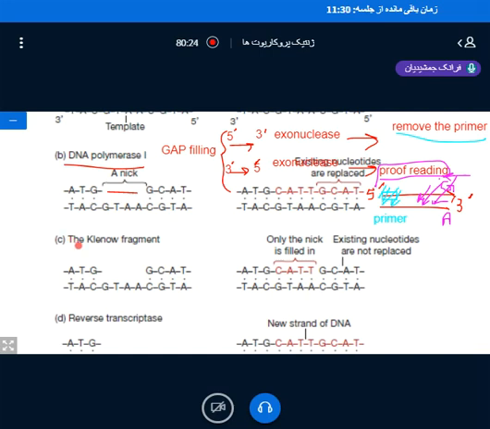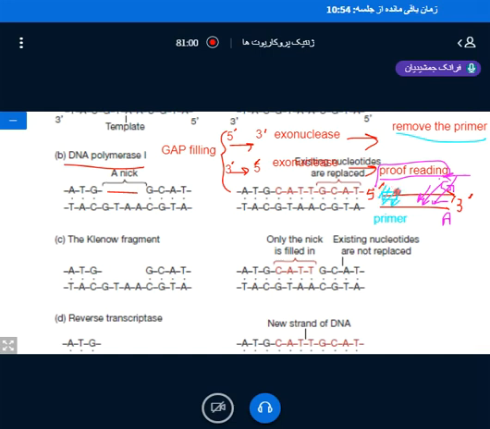Okay. Look at, I told you, DNA polymerase 1 can have the polymerase activity. It can fill the gaps. We call it the function of gap filling. For example, if there's a gap here, it can fill it. Okay? And it has the 5' to 3' exonuclease activity here.